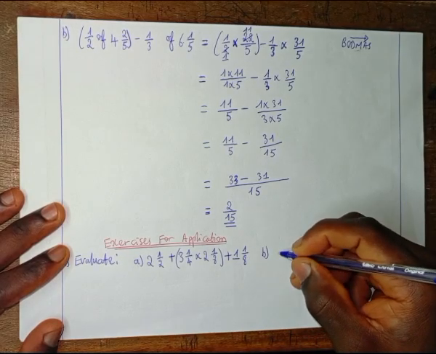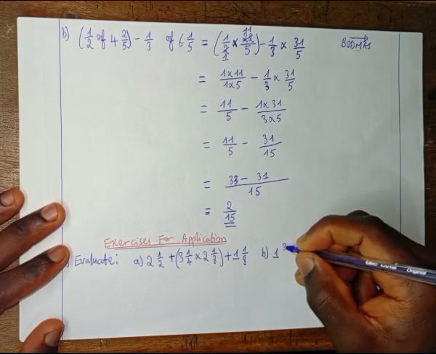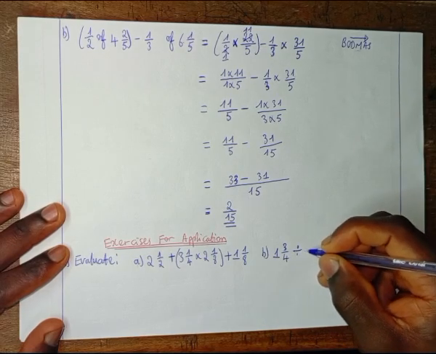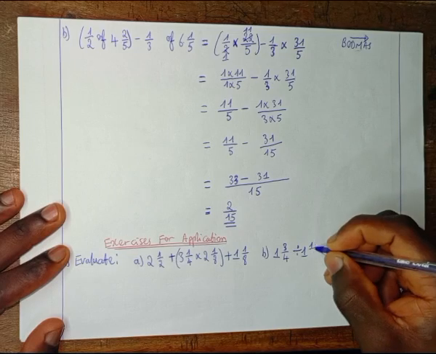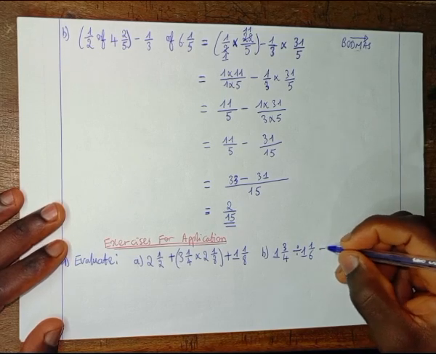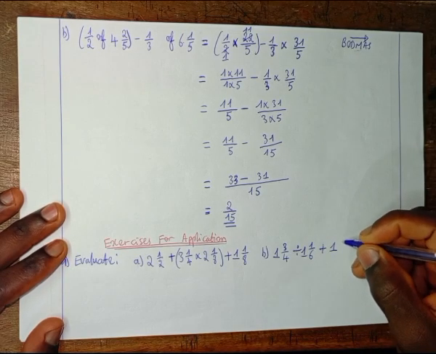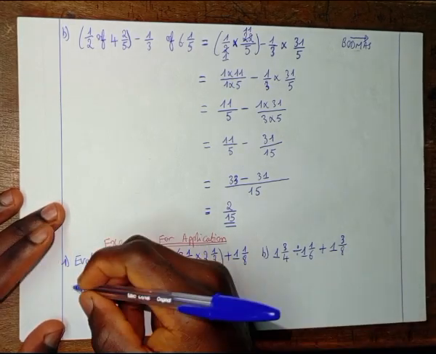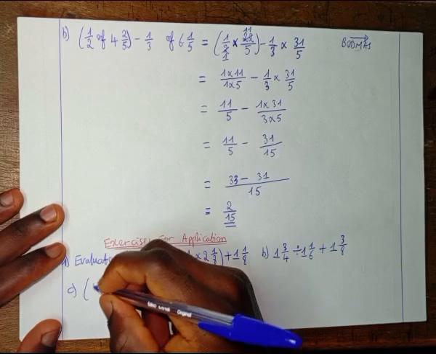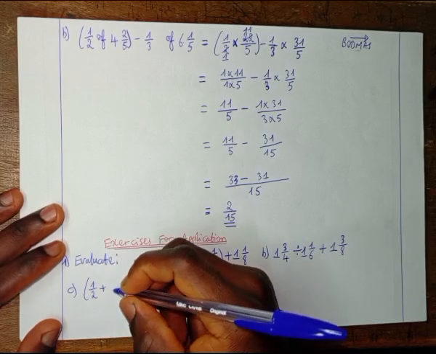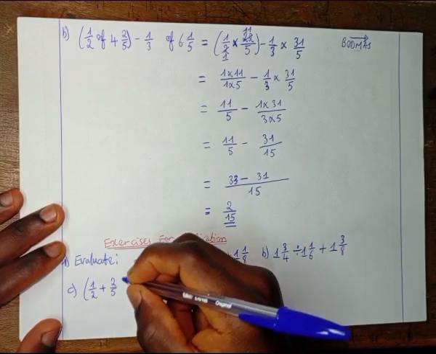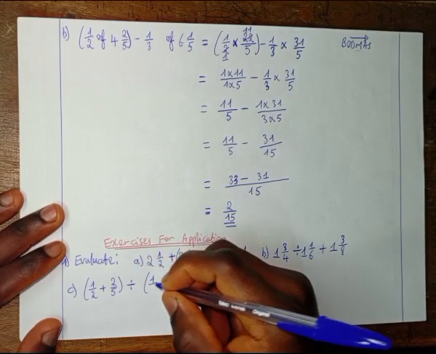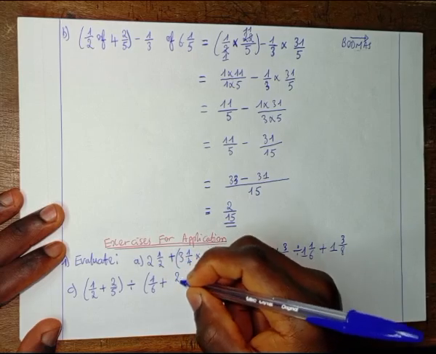For B we have 1 3/4 divided by 1 1/6 plus 1 3/8. For C we have brackets open 1/2 plus 2 divided by brackets open 1/6 plus 2.